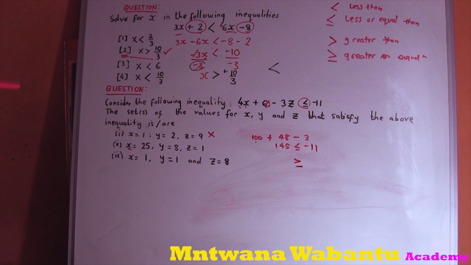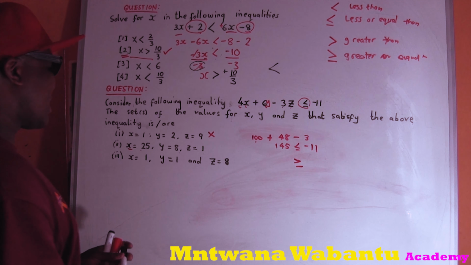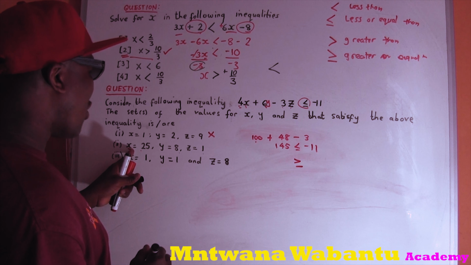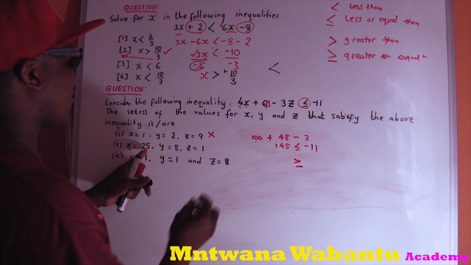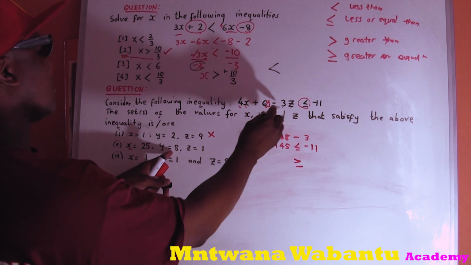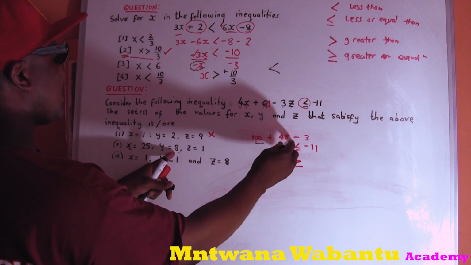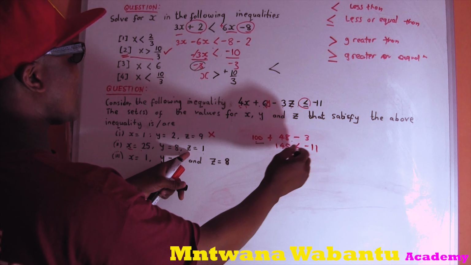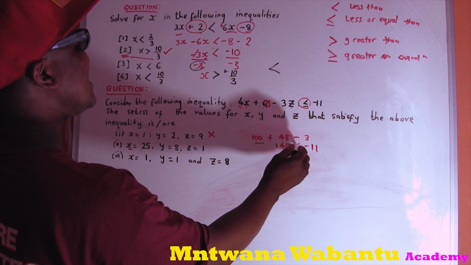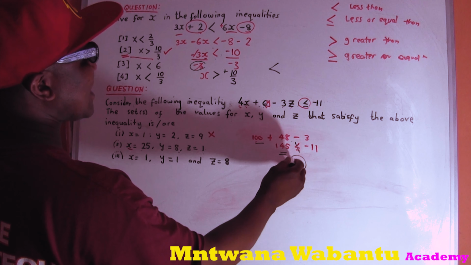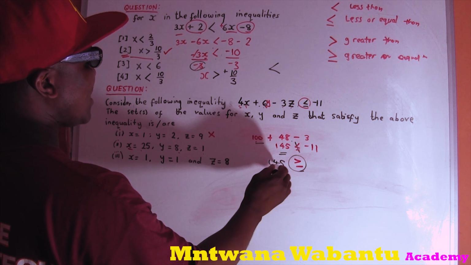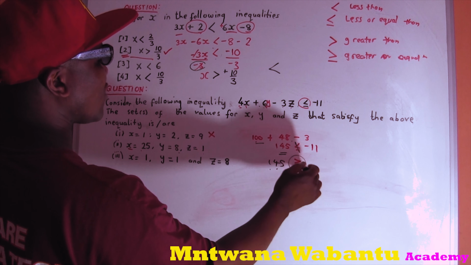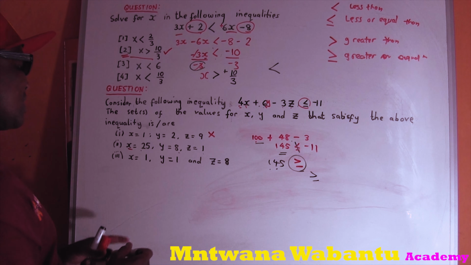So now we go back to option 2. When you take 25, like I said, you get 100, plus 6 times 8 for 48. So remember we add 100 plus 48, minus 3 times 1, 3, equals 145. 145 is greater, is bigger. It's supposed to be less, so it's not true. Now let's go for the last one.